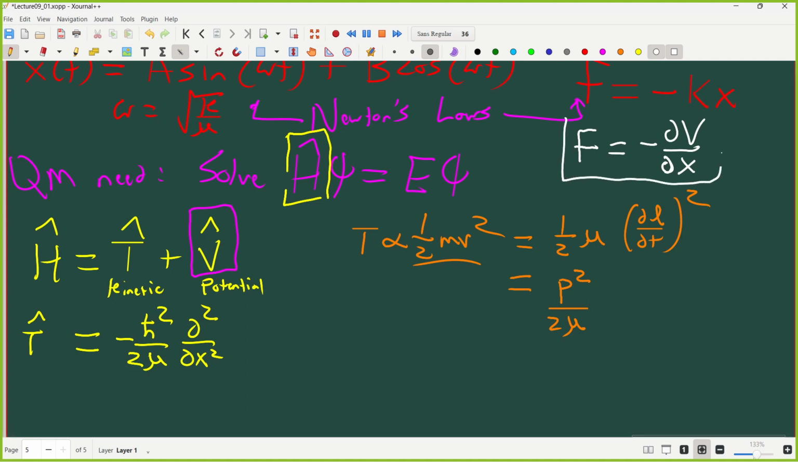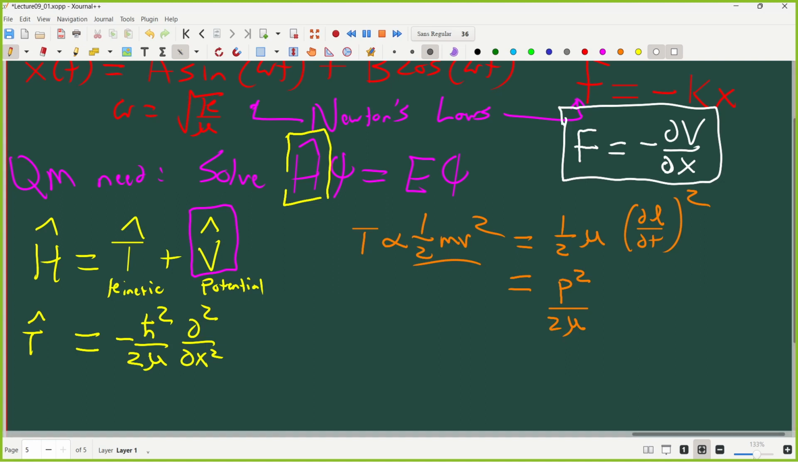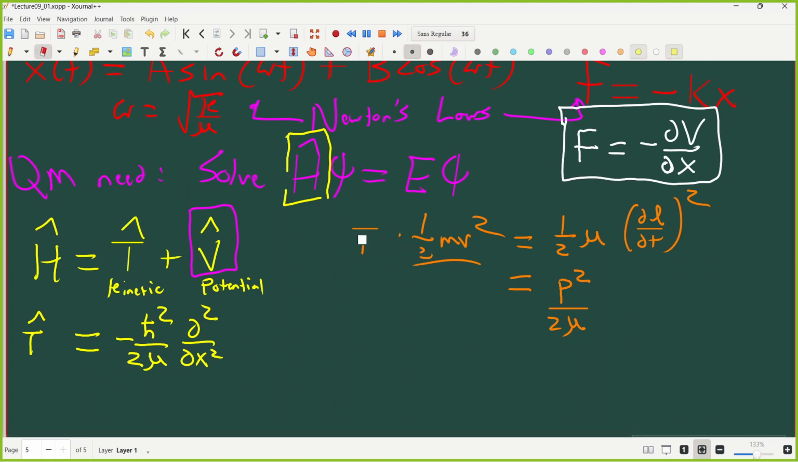This is a great formula to remember. I don't know if you guys learned this in physics, but when I learned it, it changed my life because it makes everything so much easier. I'm going to erase this stuff about kinetic energy here, just to give myself a little more space.